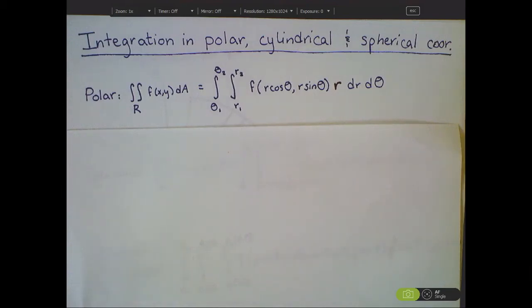In this set of videos, we're going to talk about integration in polar, cylindrical, and spherical coordinates. And I'm going to start doing something that I normally don't do. I'm going to give you all of these equations first, and then we're going to talk a little bit about why, and then I'm going to run through some examples.